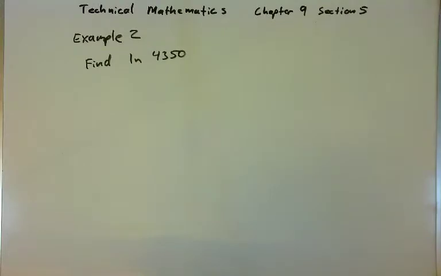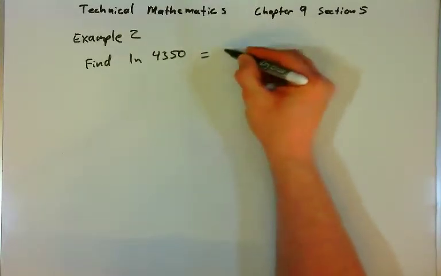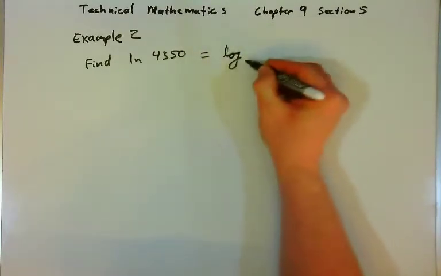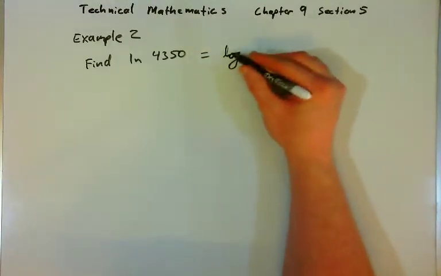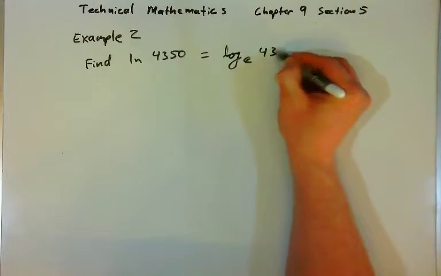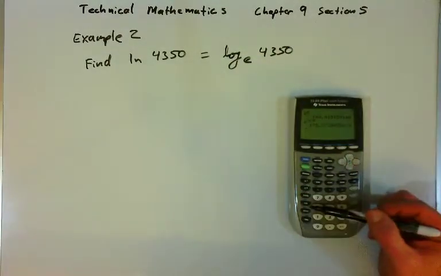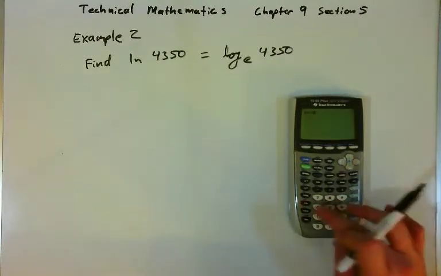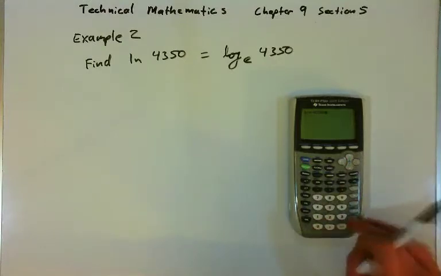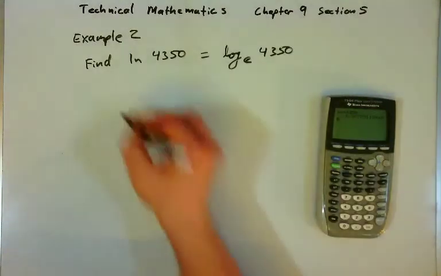This is example 2. It says find the natural logarithm, abbreviated ln, of 4350. And so the natural logarithm means that we are taking the log where the base is e, Euler's number, and we're taking the log base e of 4350. On your calculator, where you see your ln button, that means the natural logarithm. So we'll just type in ln, and then type in 4350, and press equals, and we get 8.378.